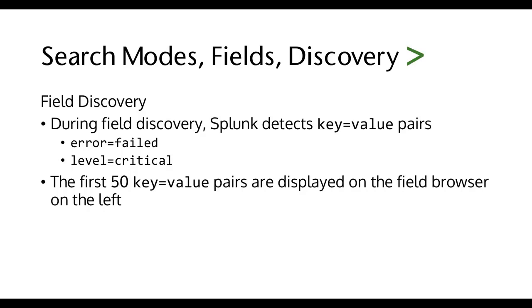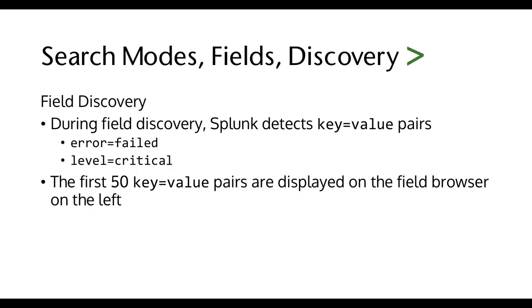Error equals and then anything. That would be an example of a field. Anything equals anything. That's an example of a field as well. When we saw the field browser on the left-hand side, notice that the first 50 key value pairs are displayed there. And then it has a little drop down that says show more fields if more are available.